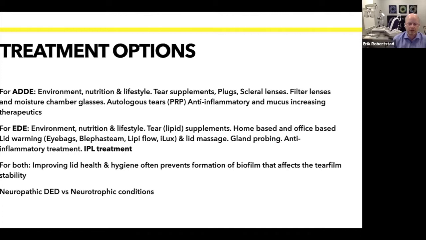Confounding factors, or factors that can confuse us: neuropathic dry eye disease or neurotrophic conditions. In neuropathic disease, patients very often have a lot of symptoms and very few or no signs at all, but they have the classic symptoms of dry eye. In neurotrophic conditions, we can often see signs of dryness, but the patient is not complaining. That's the short version of that.